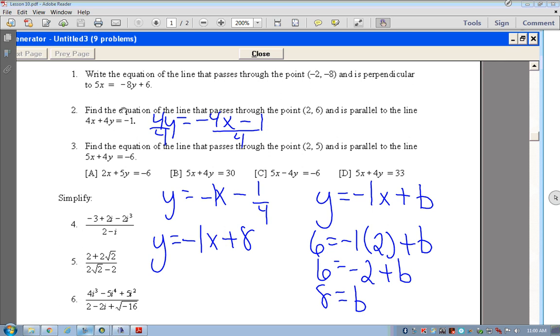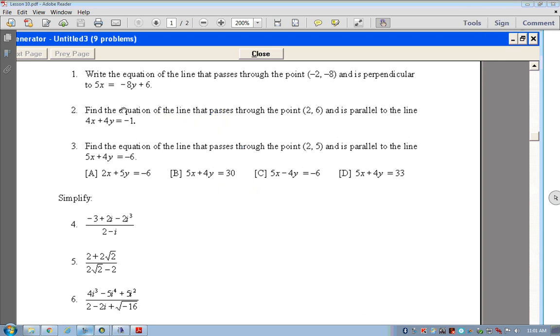Your answer for number 3, just so that you're aware, so if you look at it, you can make sure that you get the same answer, will actually end up being B. They leave these in standard form. So, for instance, what was our answer on the other one? It was y equals negative 1x plus 8, right?